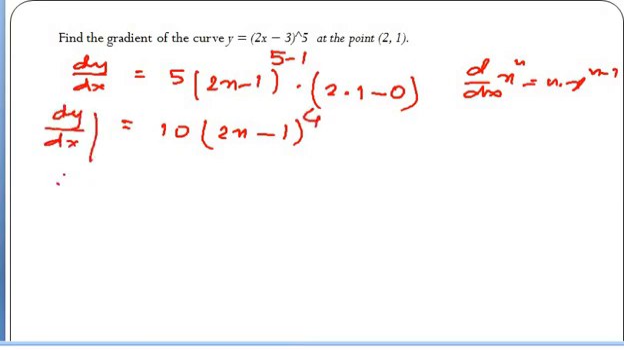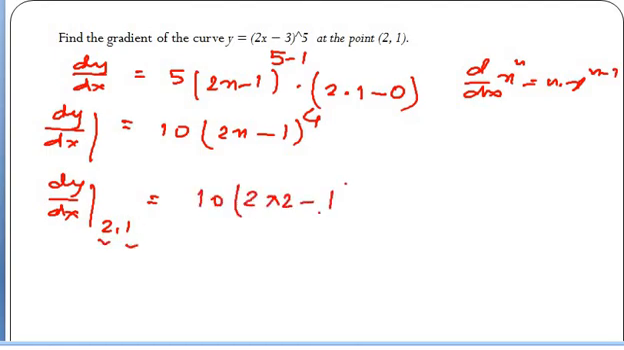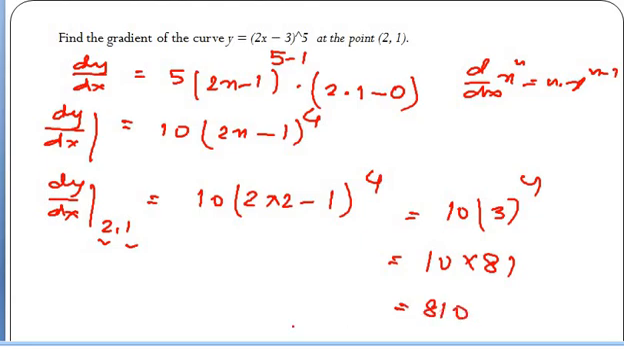Now they are asking us to find the gradient at 2 comma 1. So that means this is x and this is y. Putting the value of x, we can write here 10 into 2 into 2 minus 1 raised to power 4. So 4 minus 1 is 3, 3 raised to power 4, 3 into 3 into 3 into 3, so 81. So 810. So this is how we can find the gradient.